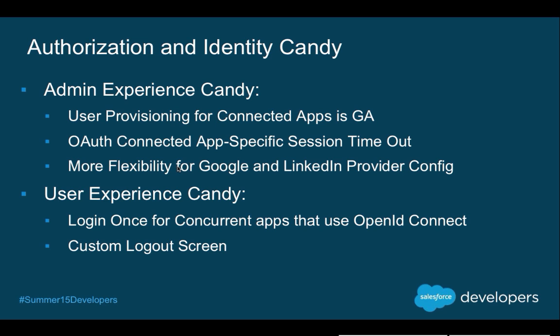As far as user experience, Candy, what's going to make things nicer for your users? One feature is that you will only have to log in once when you have concurrent connected apps that are using OpenID Connect or OAuth. So what that means is that you won't have to provide your credentials over and over again for each new connected app. On the OpenID Connect provider, you can simply go in and authorize that app using the standard OAuth authorize this app feature.